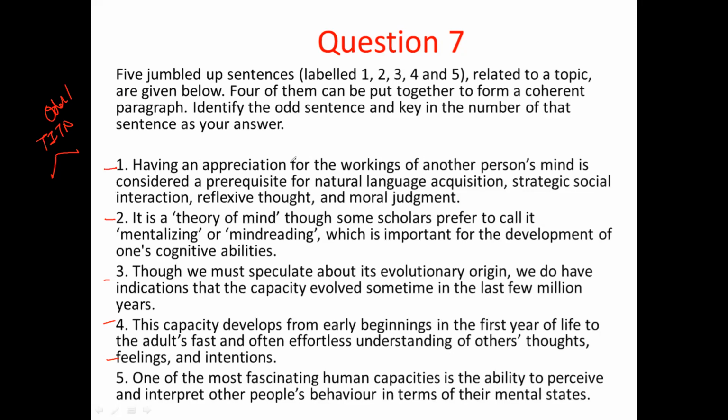Sentence 1: Having an appreciation for the working of another person's mind is considered a prerequisite for natural language acquisition, strategic social interaction, reflexive thought, and moral judgment, right? This sentence explains the importance of understanding or appreciating the working of another person's mind, and links it to various cognitive or social functions: reflexive thought, social interaction, moral judgment, and so on. Let's see what sentence number 2 is saying.